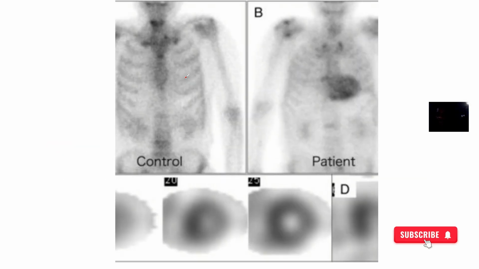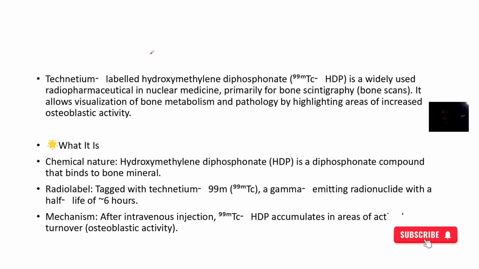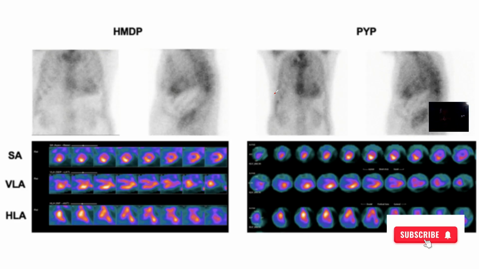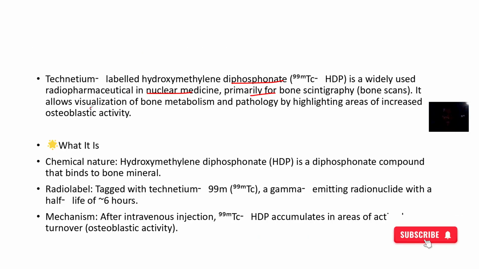So this is another image that is used. You give it and it helps you to look at some particular structures better. So the technetium-labeled hydroxymethylene diphosphonate, that's 99mTc HDP. It's a widely used radiopharmaceutical in nuclear medicine, and they usually use it for bone scintigraphy, all those bone scans. So it allows visualization of bone metabolism and pathology.